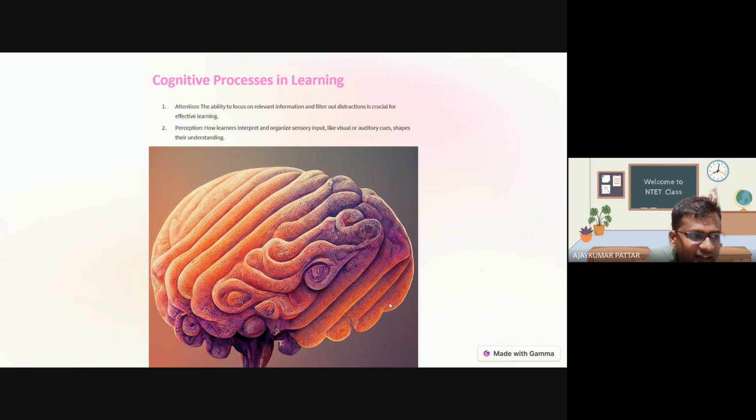Even though I am giving the same explanation to 10 people, everyone's perception is different based on their knowledge, their exposure, and their intelligence. So perception is how the learner will interpret and organize those inputs. That is perception.